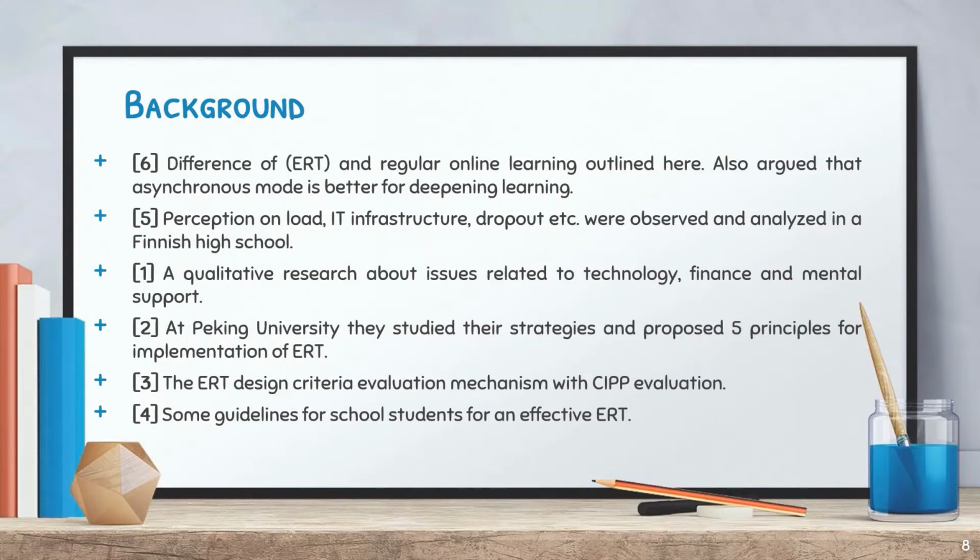We also did a background literature review, and there are some works that compared ERT with regular online teaching methods, and also looked at perception of load, IT infrastructure, and dropout in school. Some qualitative work was also done on technology, finance, and mental support. At Peking University, they figured out some strategies and proposed 5 principles for implementation of ERT. Two other works are about ERT design evaluation mechanisms and guidelines for schools to implement ERT effectively.